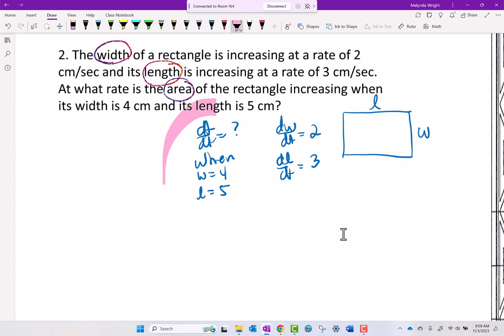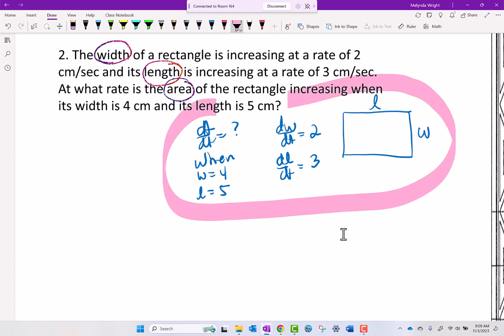Okay, so this is our setup. So let's go through what we did for setup. We drew our diagram, we labeled the parts of it, we've labeled the rates with the proper variables. Then we've figured out our job. Our job is this part right here. This is what we're supposed to be doing. We're supposed to find out what is the change in area when W is 4 and L is 5. Okay, so that's our setup.